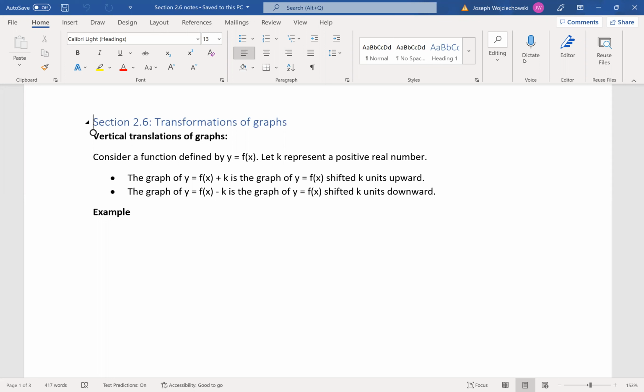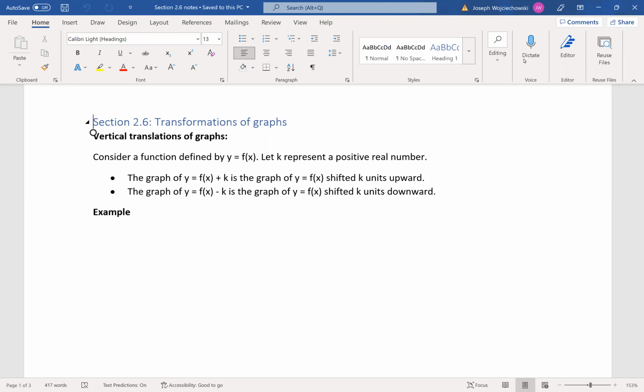We'll start with vertical translations. So what we're doing here is moving it up and down, vertically. If we consider a function defined by y equals f of x, and we let k represent a positive real number, the graph of y equals f of x plus k is the graph of y equals f of x shifted k units upwards, and the graph of y equals f of x minus k is the graph of y equals f of x shifted k units downwards. So let's look at this.